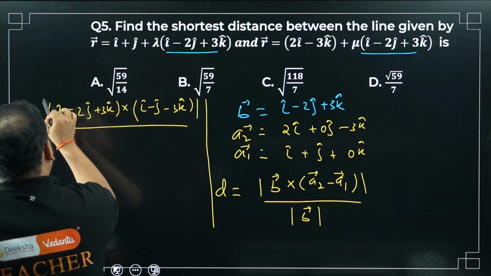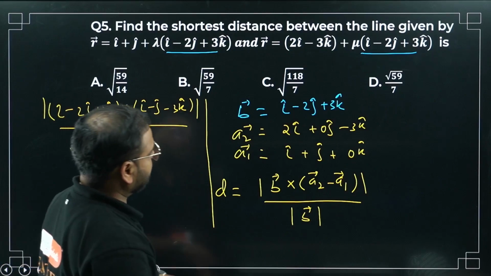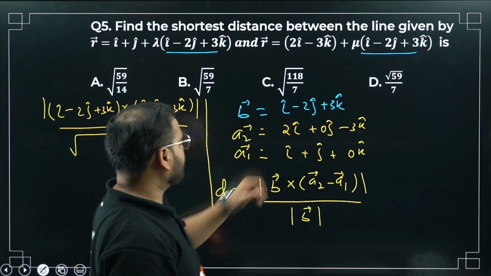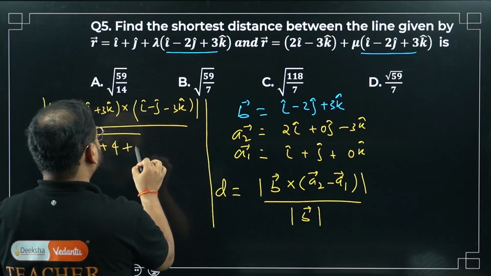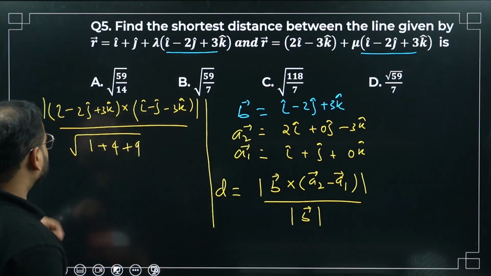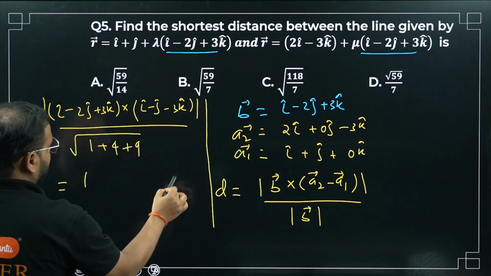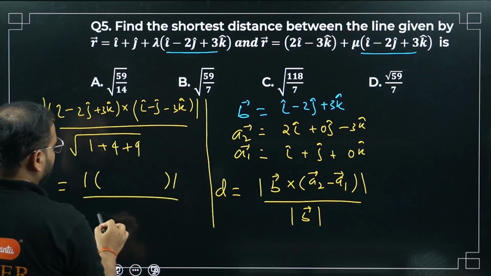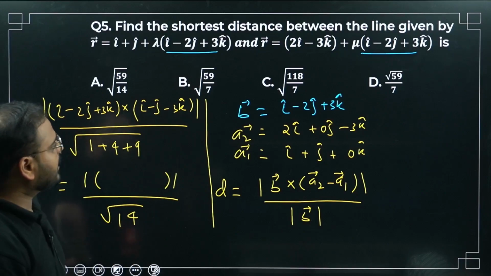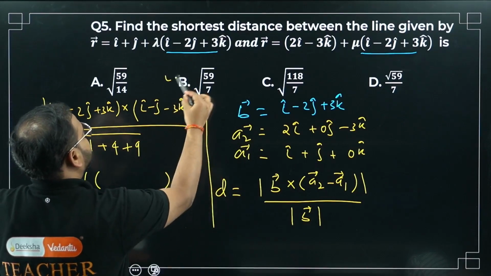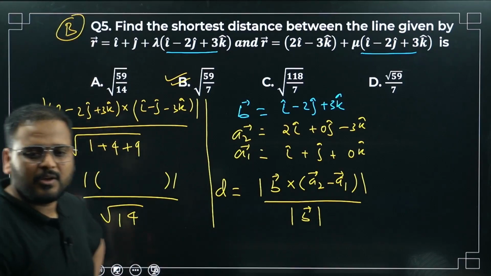Upon what? This is under mod again. What about the denominator? I can find it. Please check. 1 plus 2 square, 4, and plus 3 square, so 9. 9 plus 4 is 13, plus 1 is 14. So whatever is this value, divide by root 14. If you solve this, you will get the answer to be option number B. Please cross check.